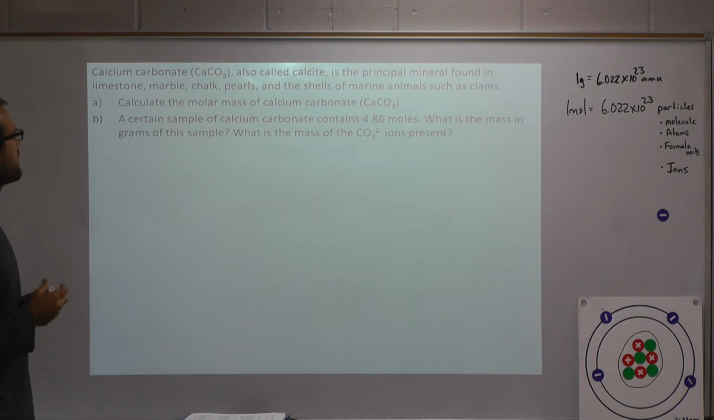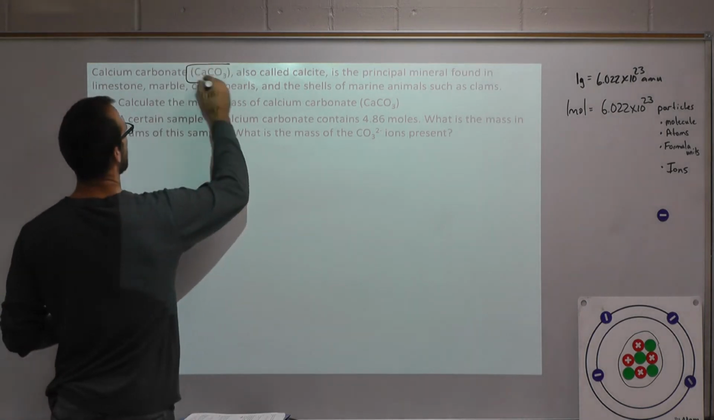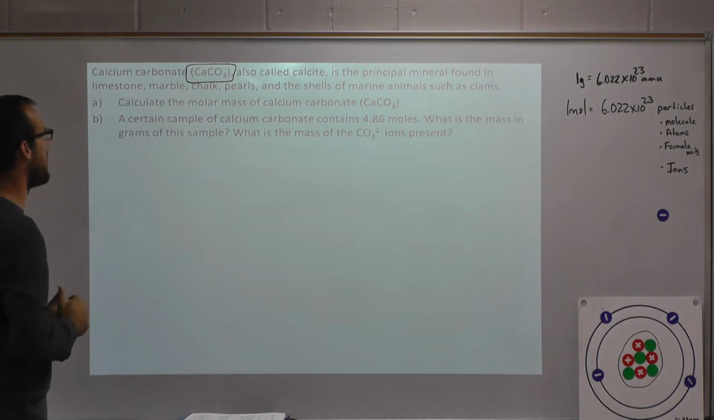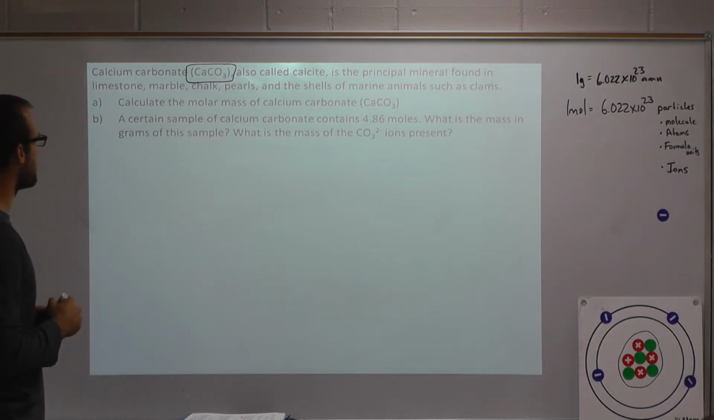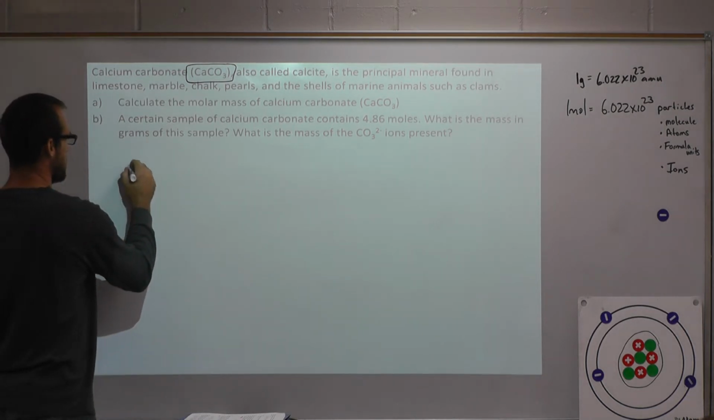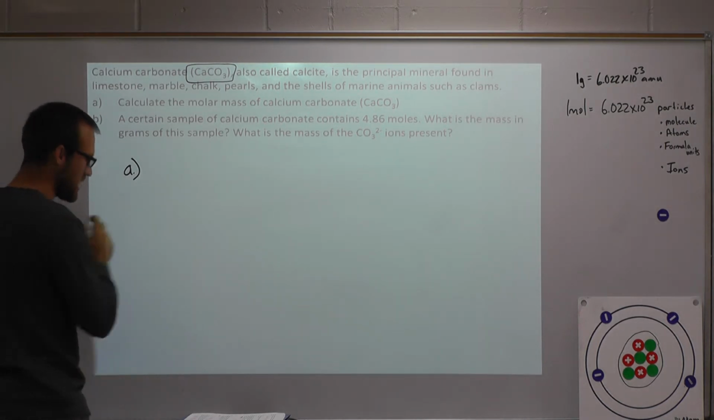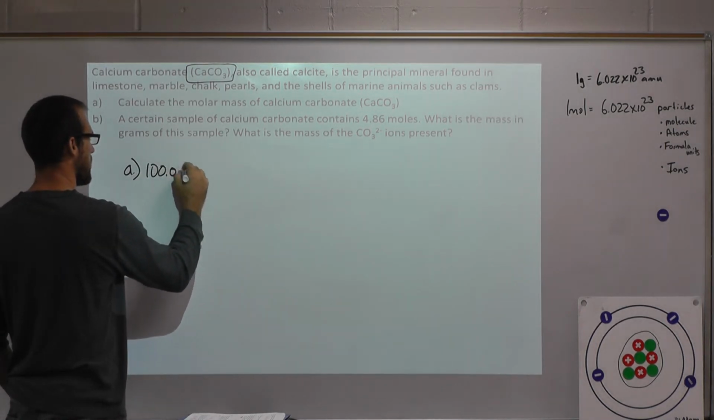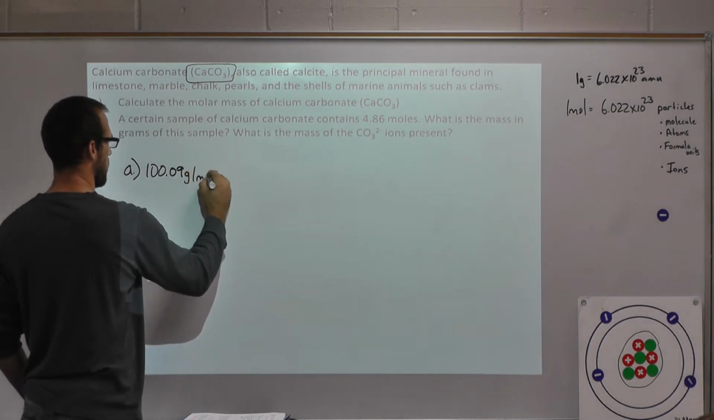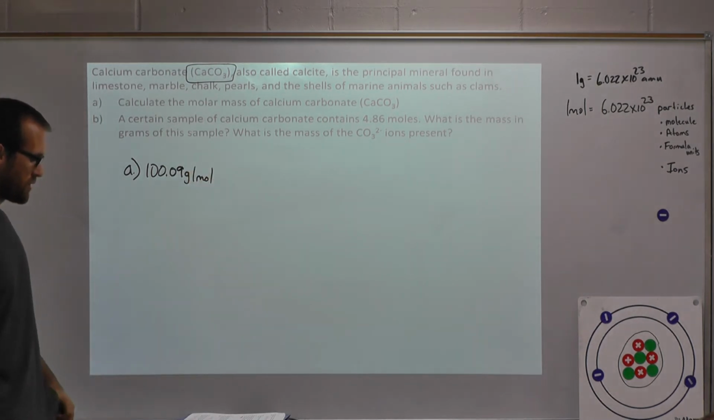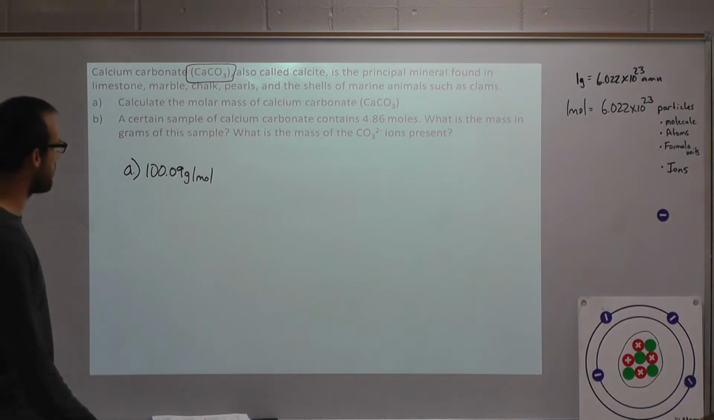Calcium carbonate. So we got calcium carbonate. That's the guy we're dealing with. I'm going to ignore all the introduction, calculate the molar mass. That's going to be pretty easy. Can I just give that to you since you guys are all good with that? Okay, so the molar mass of this guy is 100.09 grams per mole. I really want to focus on B because it takes us a step further.